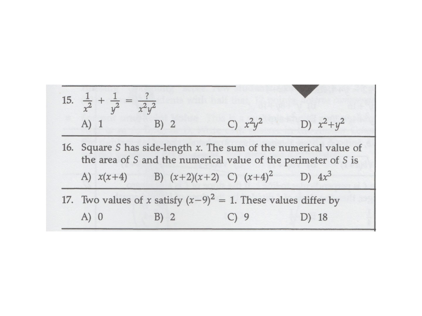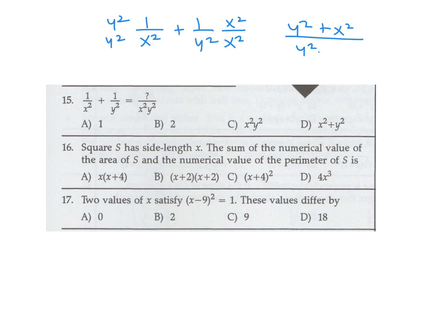1 over x squared plus 1 over y squared is something over x squared y squared. Okay, so we have 1 over x squared plus 1 over y squared. So we have to do the adding of fractions, basically, common denominator. So top and bottom by y squared, top and bottom by x squared. And therefore, we'd have y squared plus x squared over y squared times x squared. And they're saying that is equal to this. So the bottoms match, so the top would be y squared plus x squared. And in number 15, the answer choice that matches that, I believe, is D.